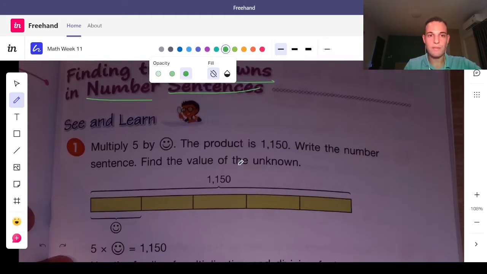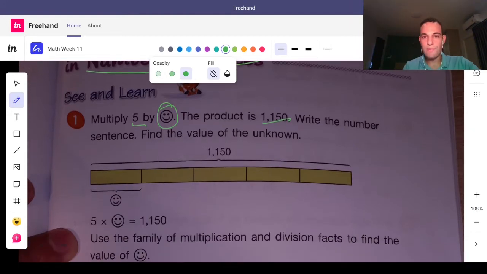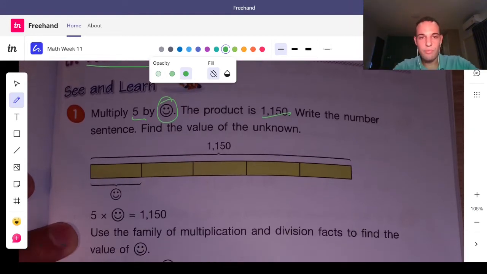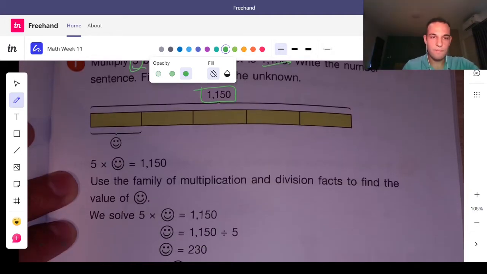All right, so here we go. We have to multiply 5 by a smiley face, and the product is 1,150. All right, so how can we find the product? We know the answer is 1,150, and we multiply 5 by something. So how can we find the answer? How can we find this right here?